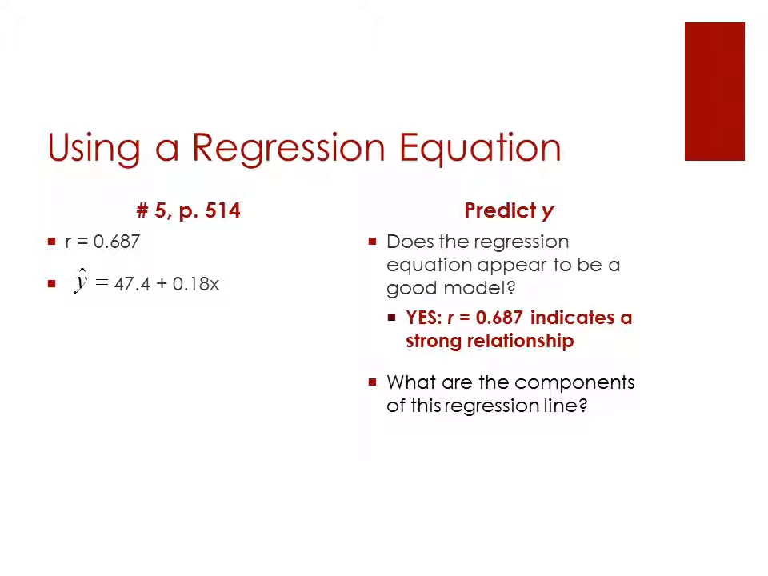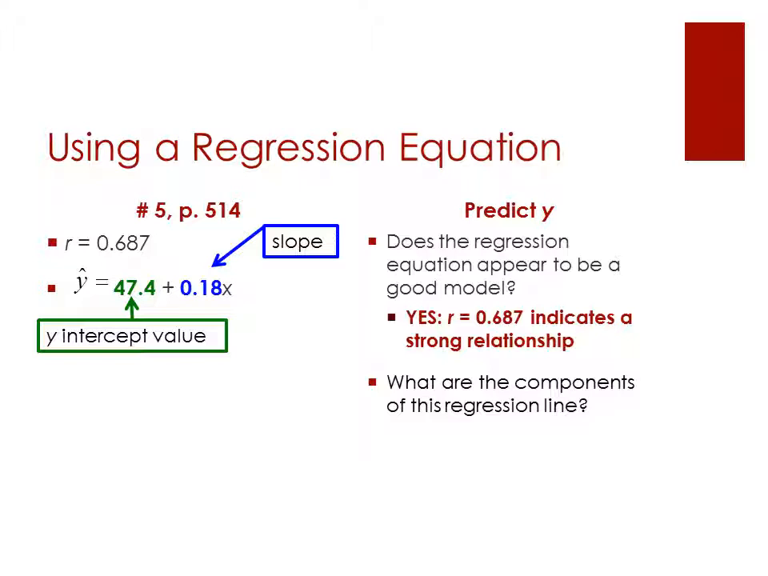Now, let's take a look at the components of this regression line. We talked about the y-intercept and the slope as the two values. Let's see where these appear in this particular equation. Our y-intercept is going to be the first number in the equation. Always in your regression equation, the first number is your y-intercept. In this case, it's 47.4.